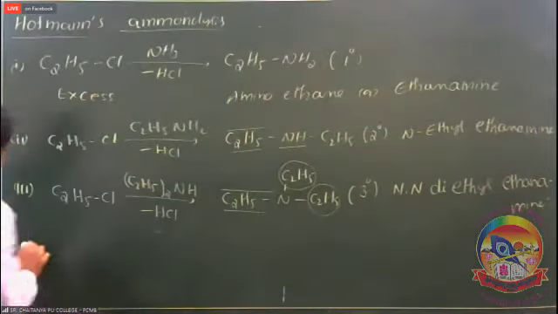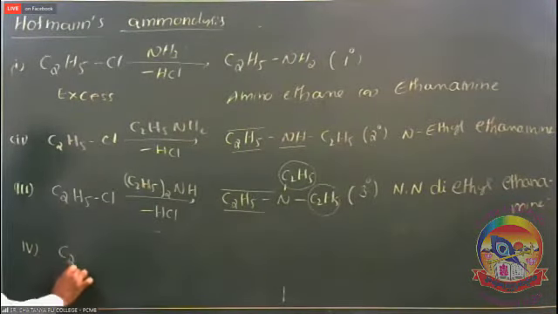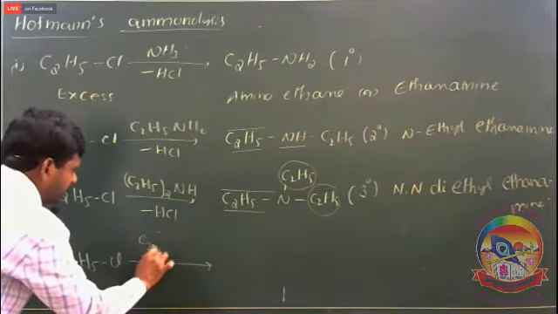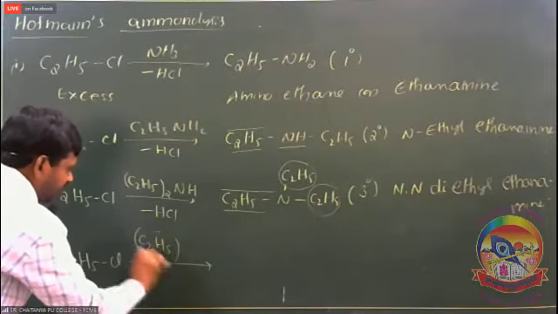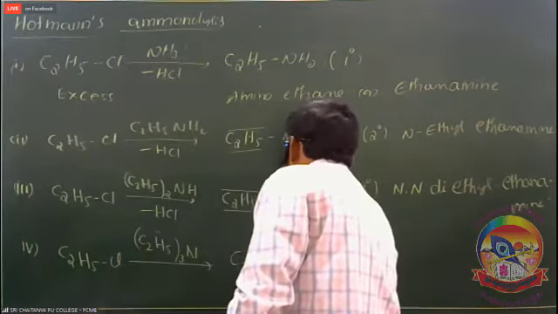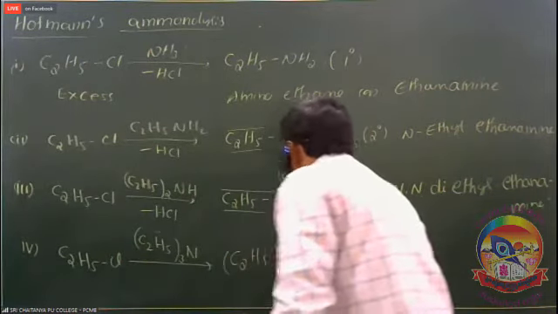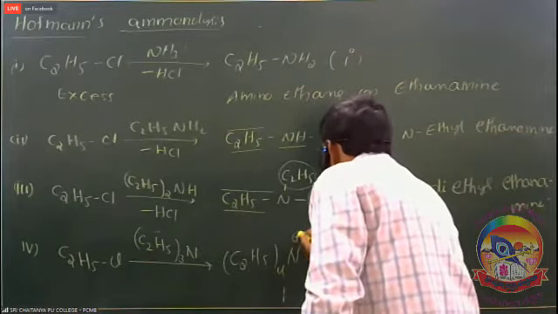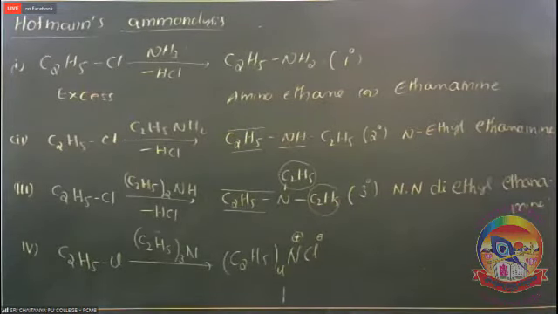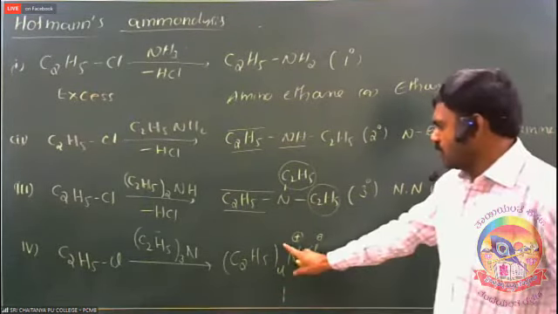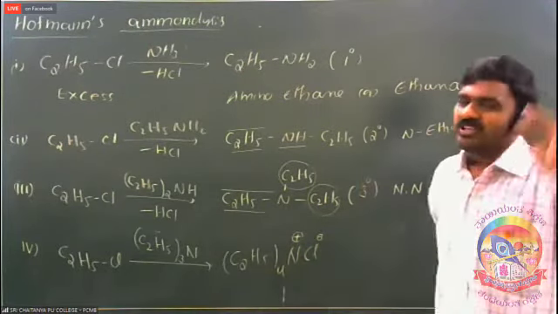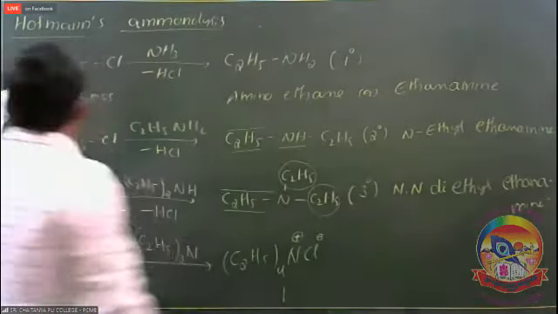In the 4th step, C2H5Cl reacts with this tertiary amine, C2H5 taken thrice N. Here a quaternary ammonium salt is formed, that is (C2H5)4N+ Cl-. It is called quaternary ammonium chloride, tetraethyl ammonium chloride.